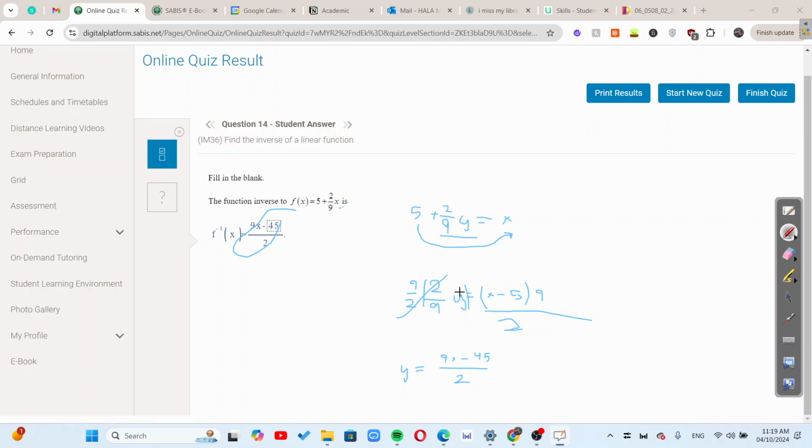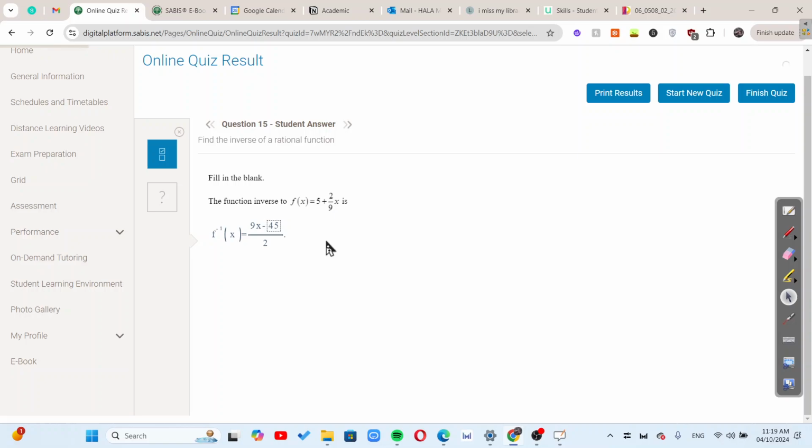So again, what you did is just cancel anything from the y side, move any numbers with no variables to the x side, and multiply the inverse on both sides. Now, next question.